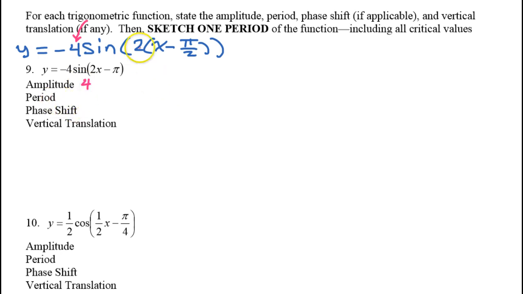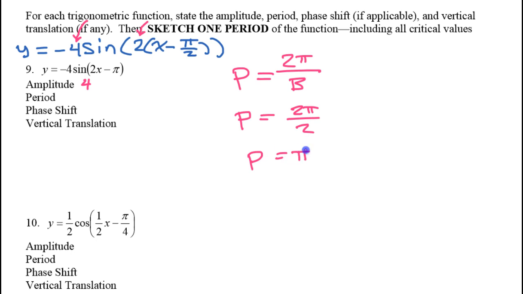The period is determined by the b value. So we use the following formula: the period is going to be 2 pi divided by the b value. So in this case, the period is going to be 2 pi divided by 2. So therefore, the period is pi.